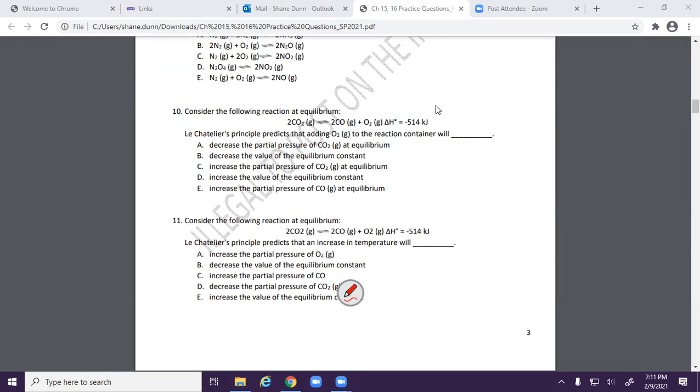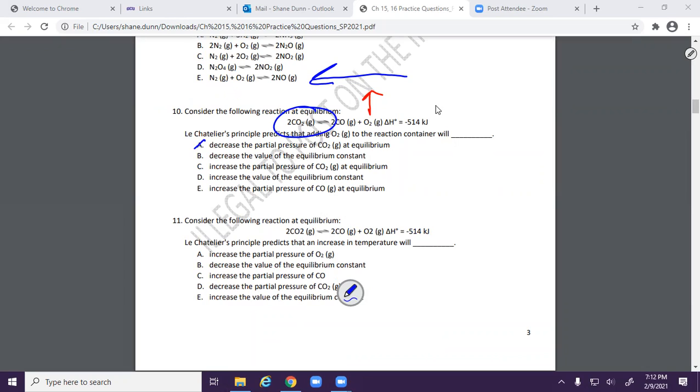So, where's O2 found on this one right here? The product side. Good. So if I increase my product side, how does the equilibrium react? Do I make more products or more reactants to counteract that change? I'm going to shift towards the left to make more CO2. Does that make sense? Option A, decrease the partial pressure or the amount of CO2. That's the exact opposite of what I just said.